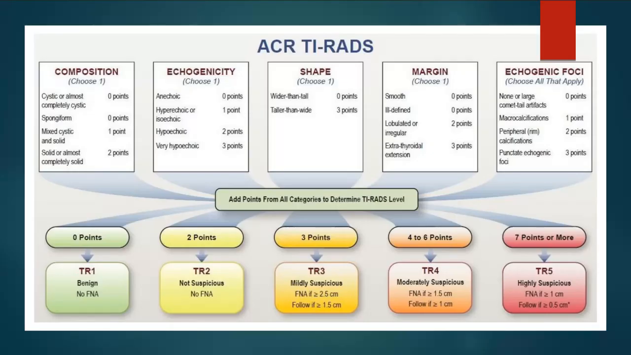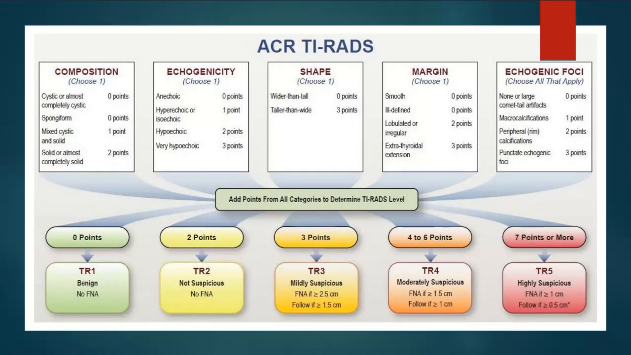So here we have our chart. Now, as we said, we're grading them on composition, echogenicity, shape, margins or borders, and if there are any echogenic foci. So basically, if you are scoring 0 to 2 points, we're not worried about this nodule, right? Anything that is cystic, anechoic, wider than tall, smooth, no echogenic foci, that's going to be all normal, benign-looking nodules.